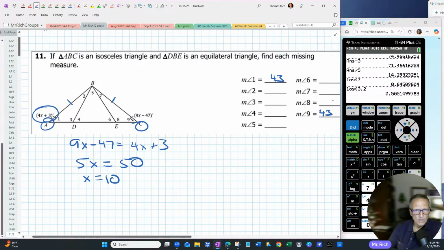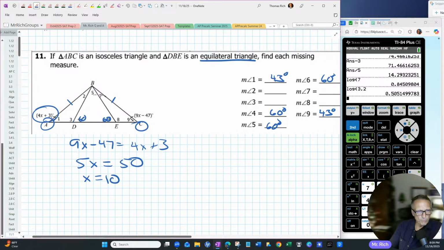But let's see where we need to go from here, because it says that DBE is equilateral. So this inner triangle right here, DBE, being equilateral means that angles 4, 5, and 6 are all 60-degree angles. These are degree measurements, so we want to put those on there. So that helps quite a bit fill in the blanks that we need.